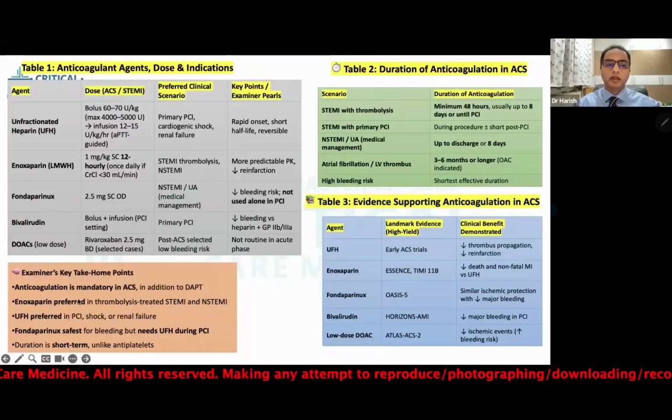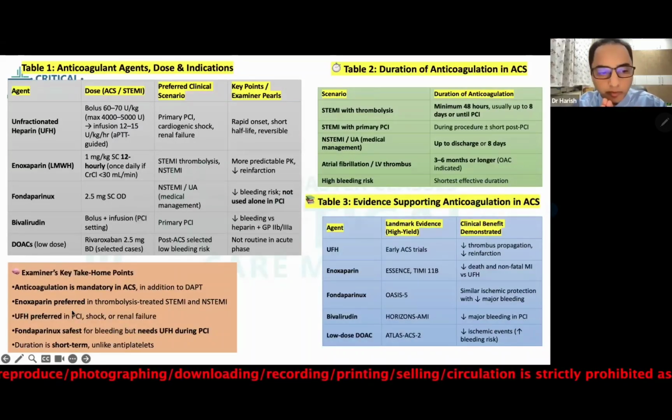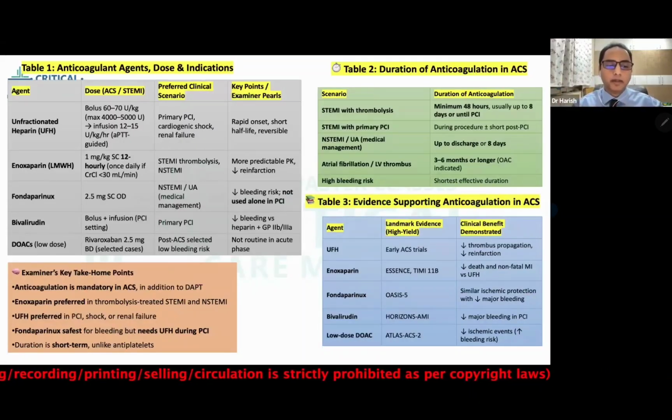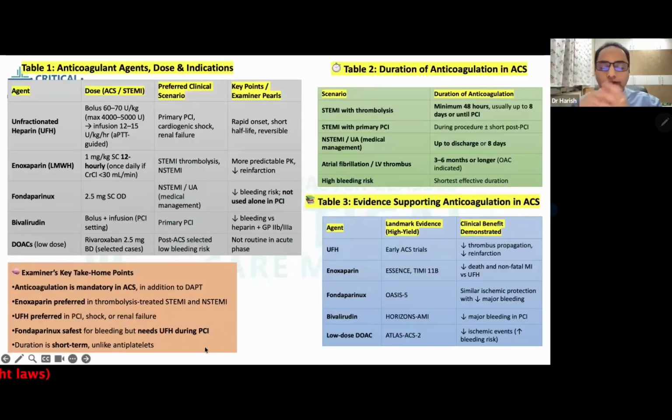The take home: anticoagulation is mandatory in ACS patients in addition to dual antiplatelet. Enoxaparin is preferred in thrombolysis-treated STEMI or NSTEMI. Unfractionated heparin is preferred in PCI patients, shock, or renal failure patients. Fondaparinux is safest for bleeding but needs unfractionated heparin definitely during the PCI procedure. Duration is short term, unlike antiplatelet, where aspirin is needed lifelong. So these are the take home messages on anticoagulation therapy.